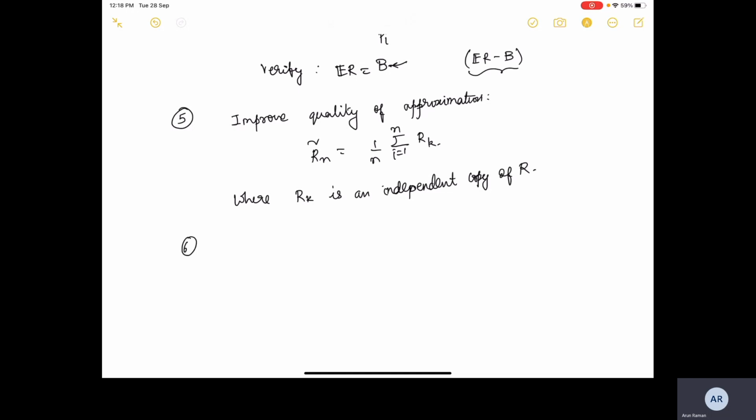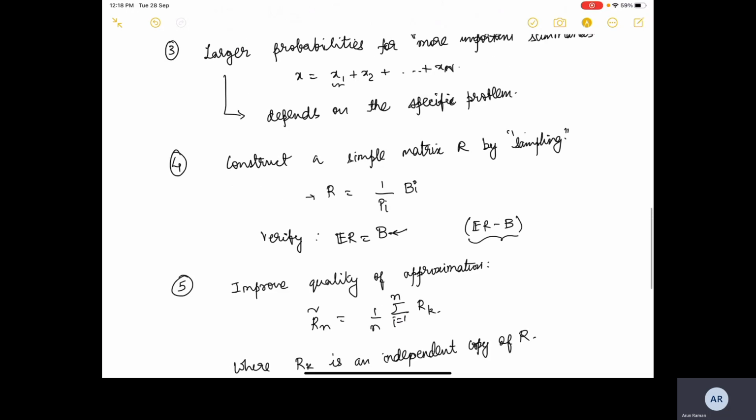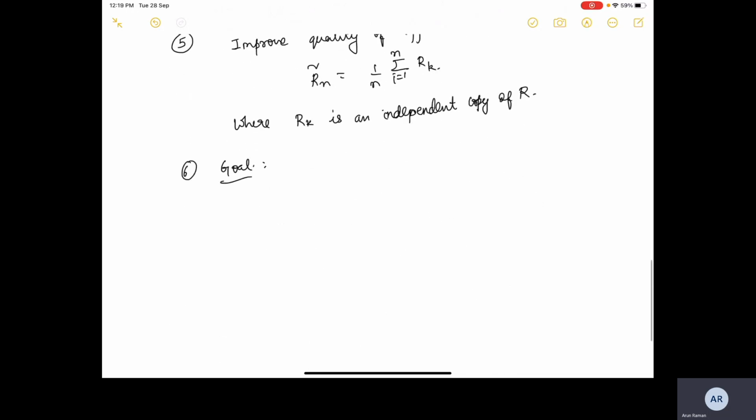Our goal today, we have already looked at these steps when we discussed matrix multiplication. We have probably spent half a lecture or so on matrix multiplication. But today, what we want to do is quantify the approximation error as a function of n.